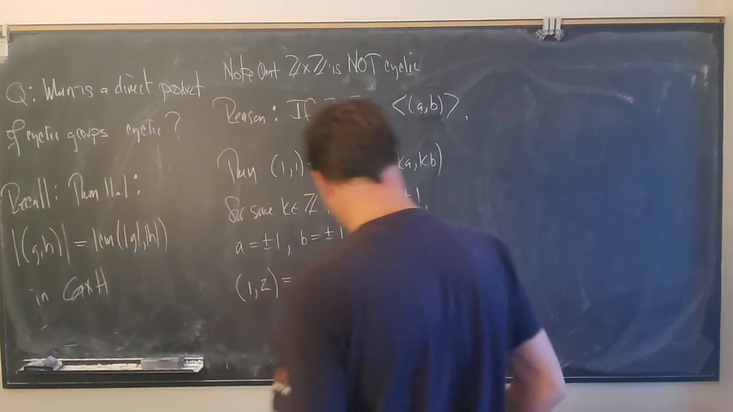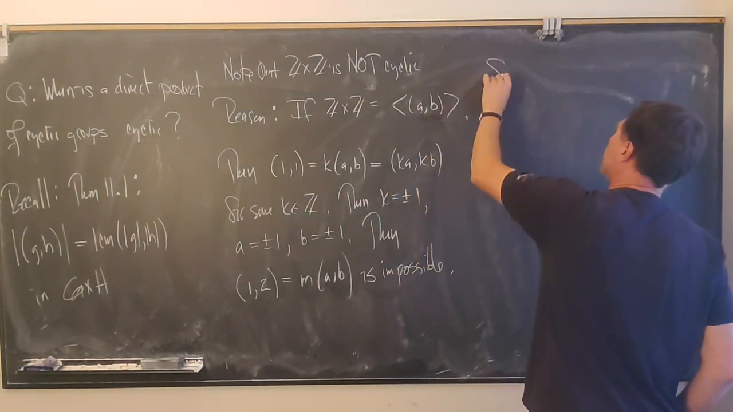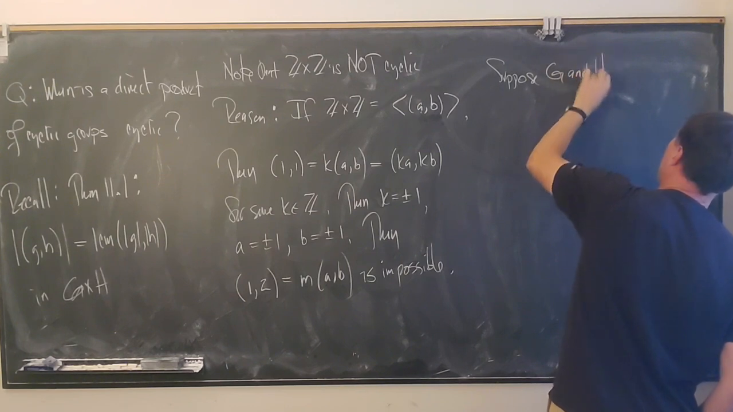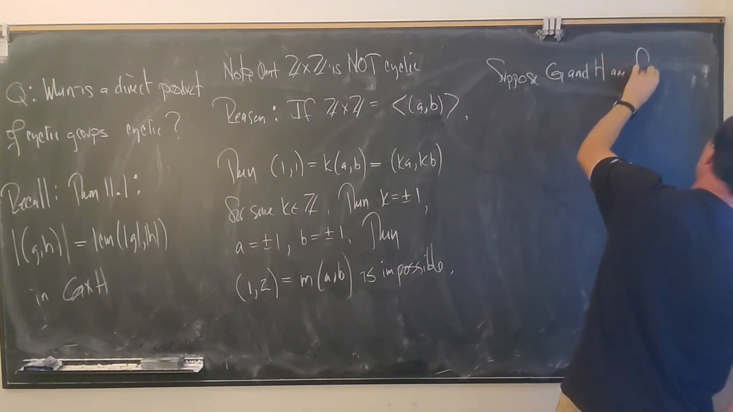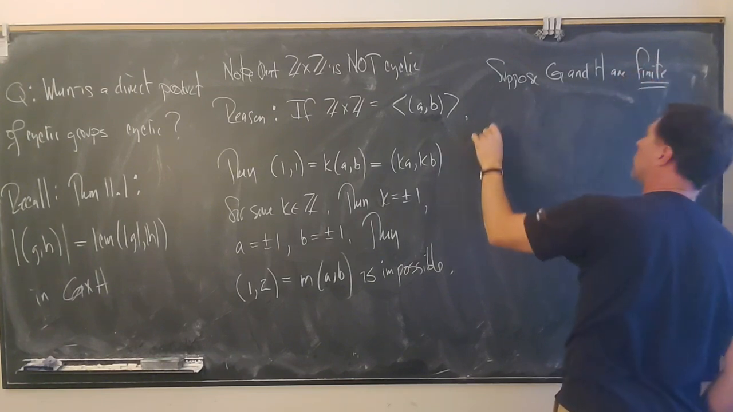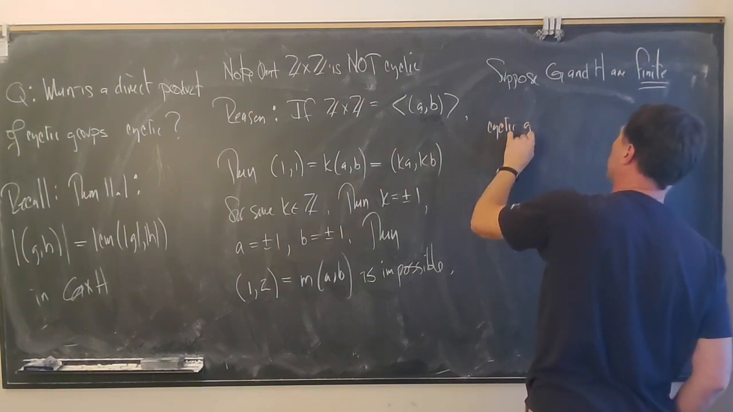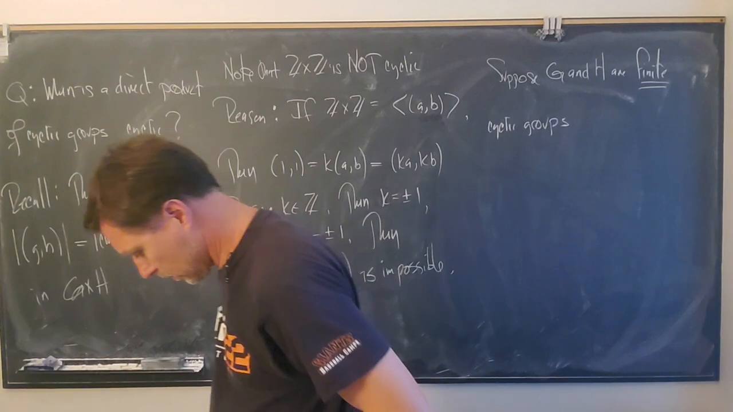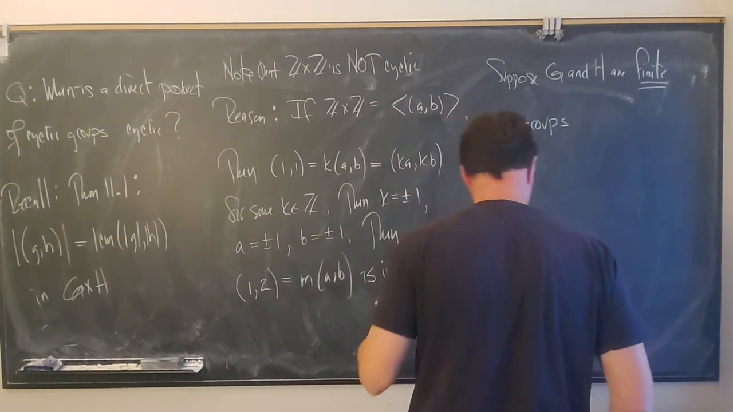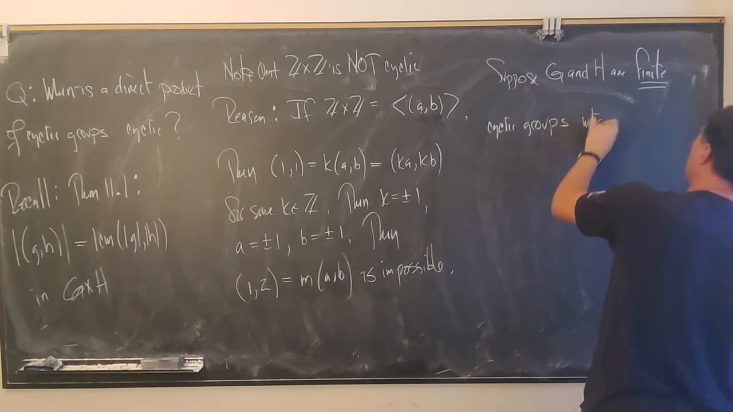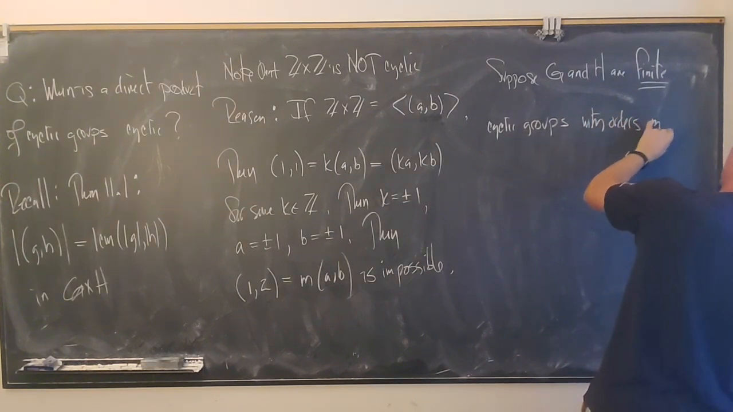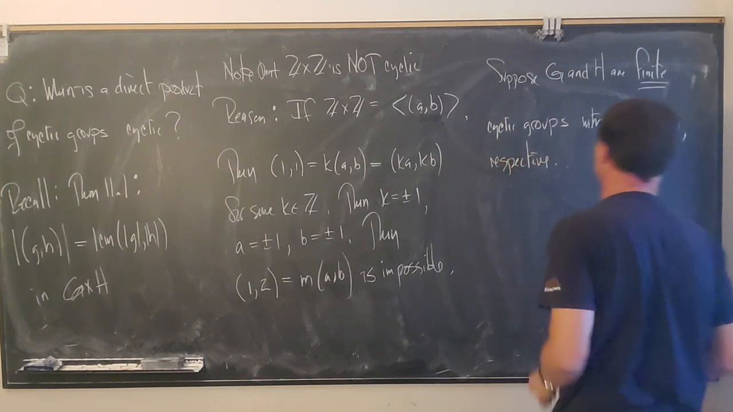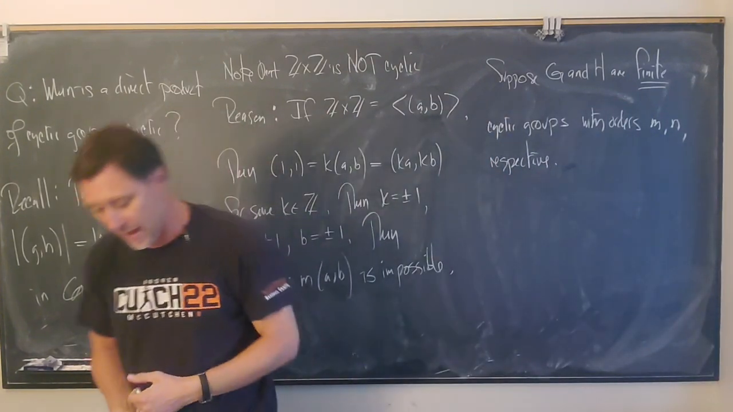Okay, so now what we're going to do is consider the finite case. Suppose G and H are finite cyclic groups, and let's use some symbols for their orders, with orders m and n respectively. So the order of capital G is equal to m, and the order of capital H is equal to n.